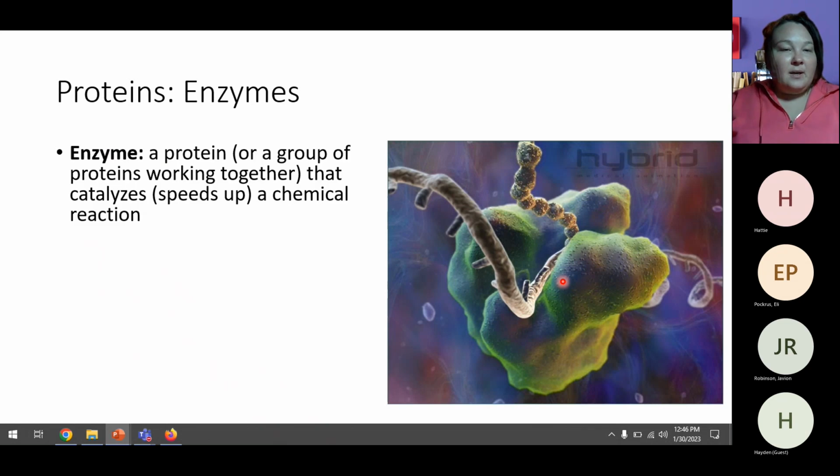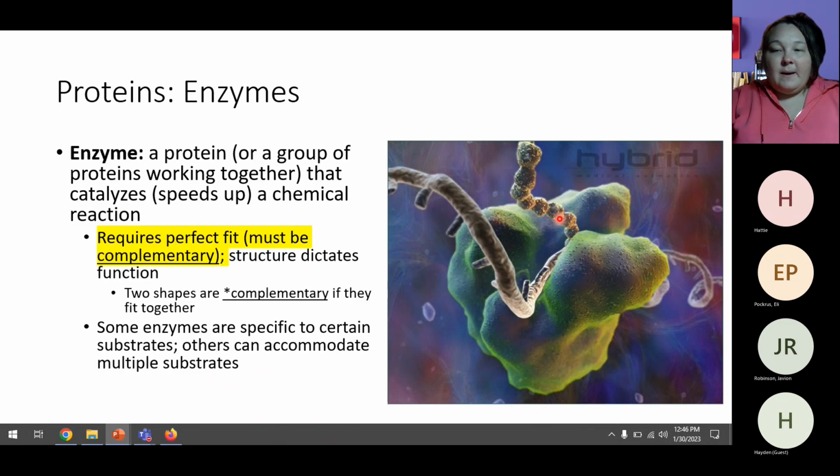Let's go back. The point about shape is that the structure dictates the function. The shape of the substrate, in this case, this long rope here, and the enzyme, in this case, the hand, has to fit together perfectly. They must be complementary. Complementary just means that they fit together perfectly. It's like a lock and a key. If the lock and the key don't fit together, if their shapes are wrong, then nothing's going to happen.